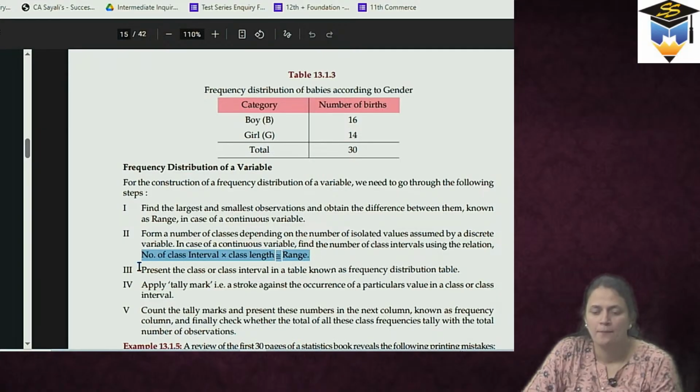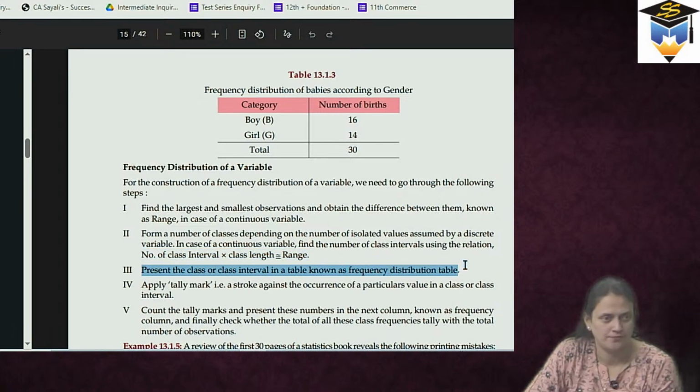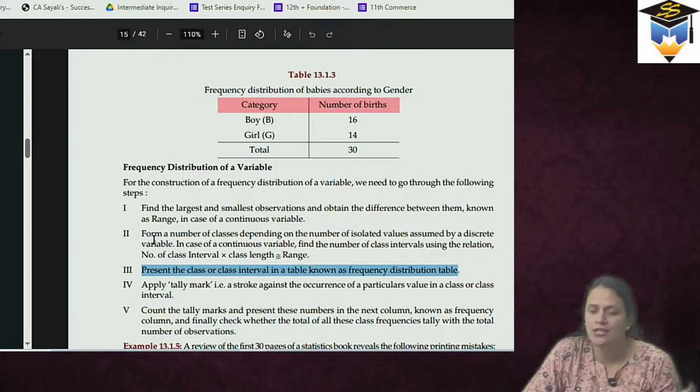Next is present the class or class interval in a table known as a frequency distribution table. So आपने क्या क्या लिखा? Range is largest observation minus smallest. Next, range is equal to number of class interval into class length.